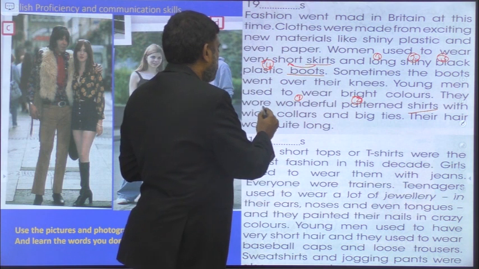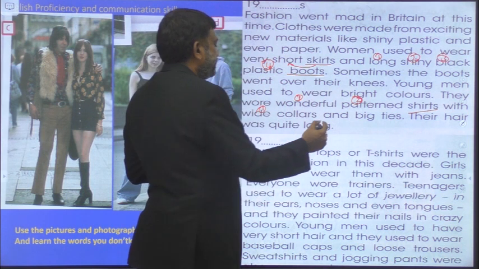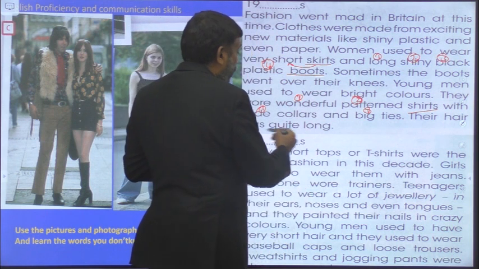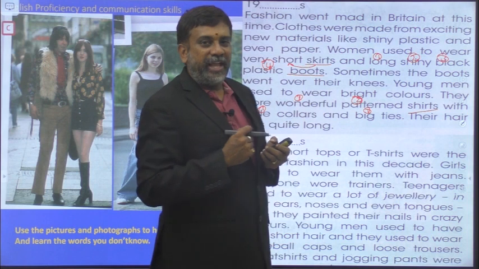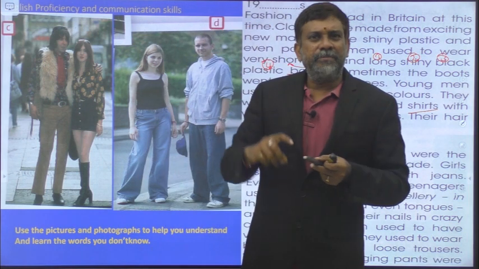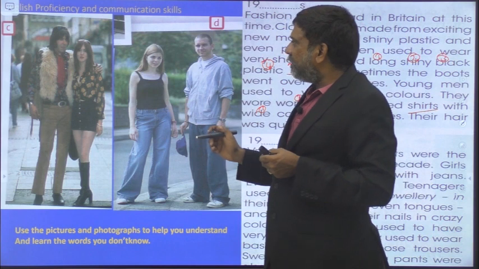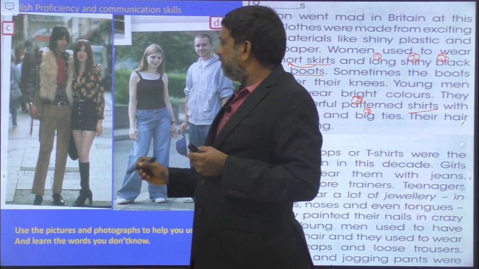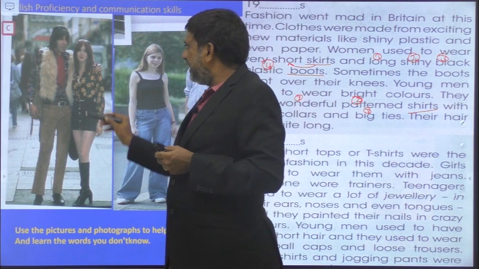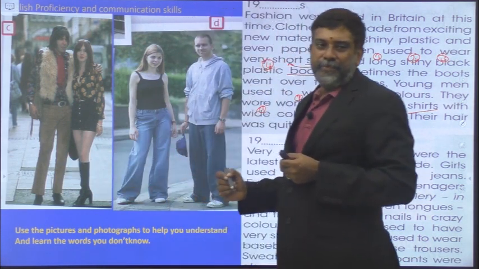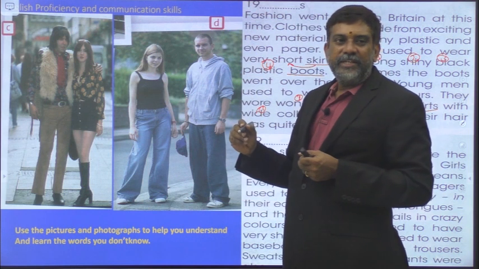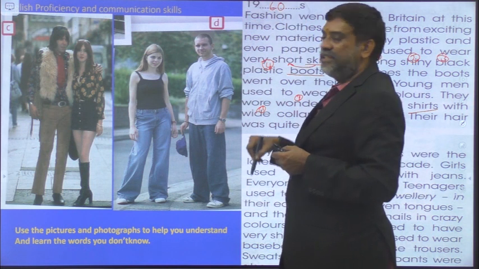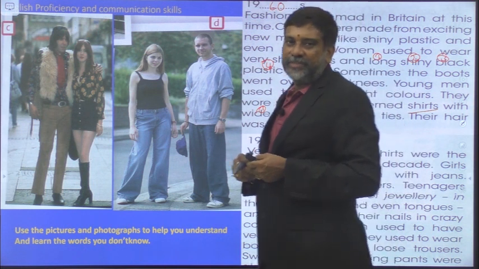See, again, this is also one adjective. And big ties. Big is also another adjective. Their hair was quite long. So they used to have long hair. Nowadays also people have a band over their head and long hair. So here, who has long hair and plastic boots up to the knees, you could see this is picture C that would map with that. So 1920s is over, 1950s is over, so 1960s is the fashion here we could see.